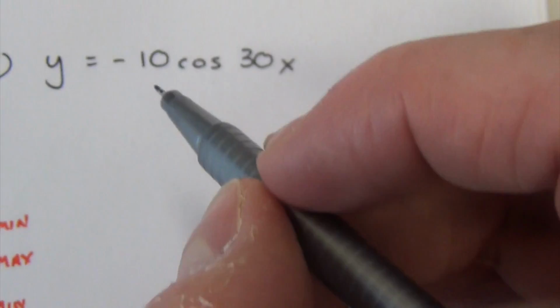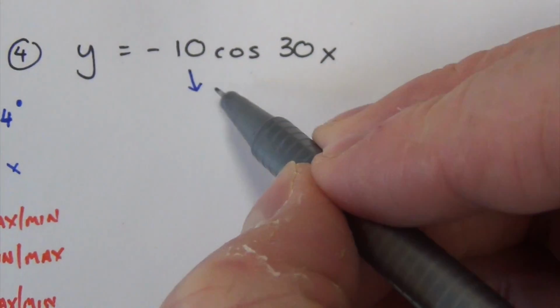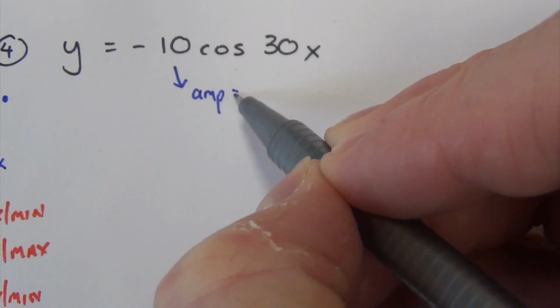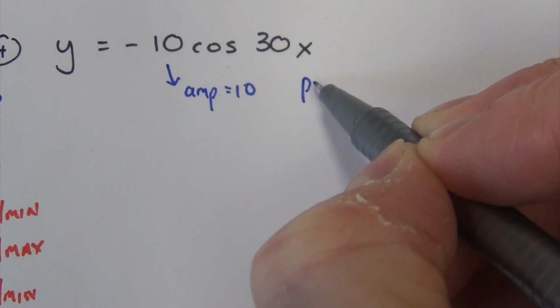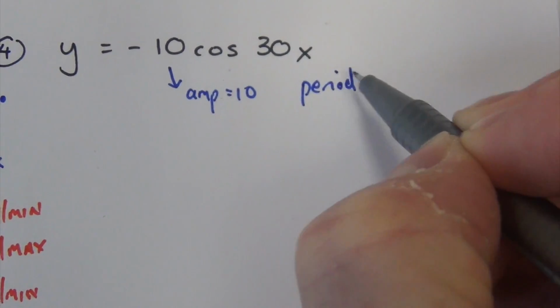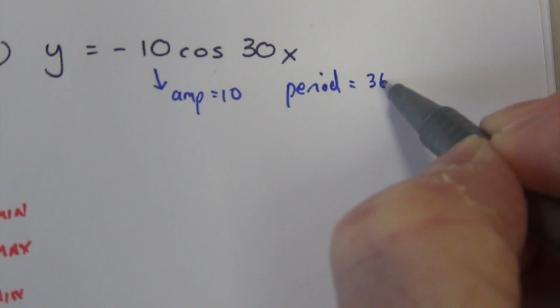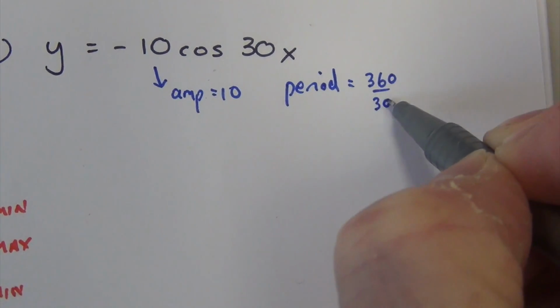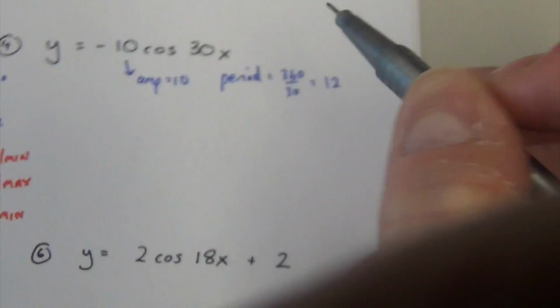This graph here is a cos, so we know that amplitude equals 10 and period equals 360 divided by 30, which is 12.